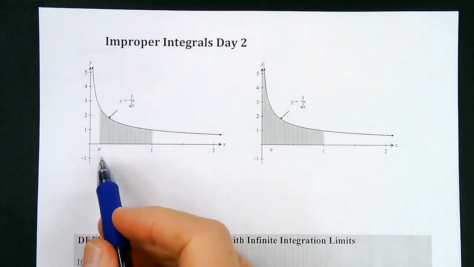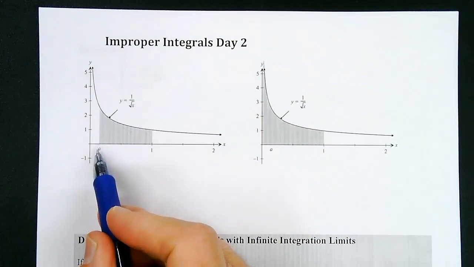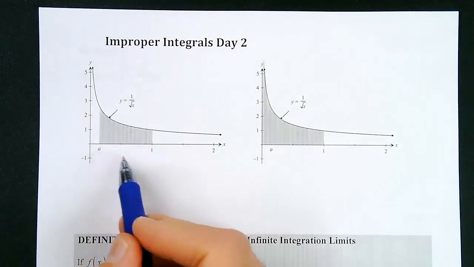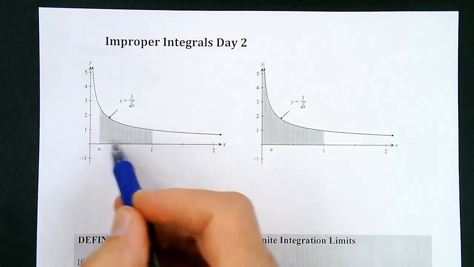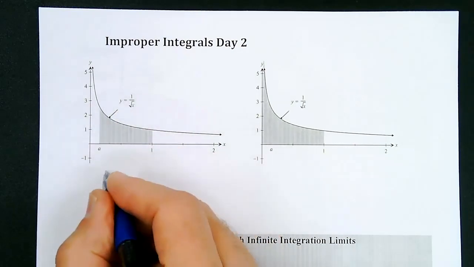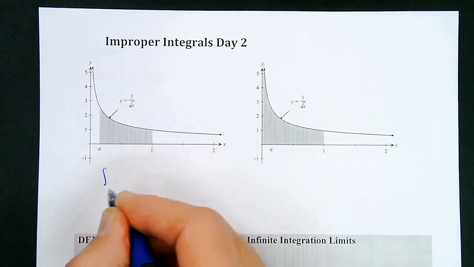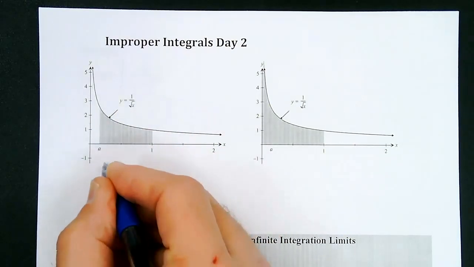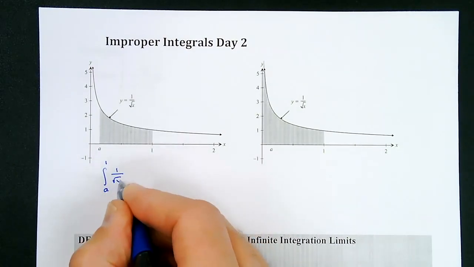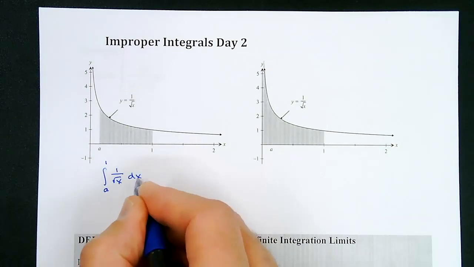If we were trying to find the integral, or the area between the curve and the x-axis, and we went from a to 1, that would be a definite area that we could find. We've done that a lot of times. So this area would be the integral from a to 1 of 1 over the square root of x dx.